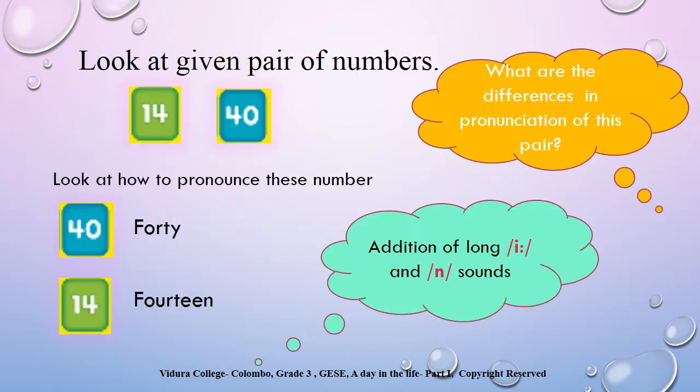Now look at the given pair of numbers. What are the differences in pronunciation of these two numbers? One is 40 and the other one is 14. Did you notice the difference between these two numbers? 40 and 14. You can get an idea about these by watching this small video clip.